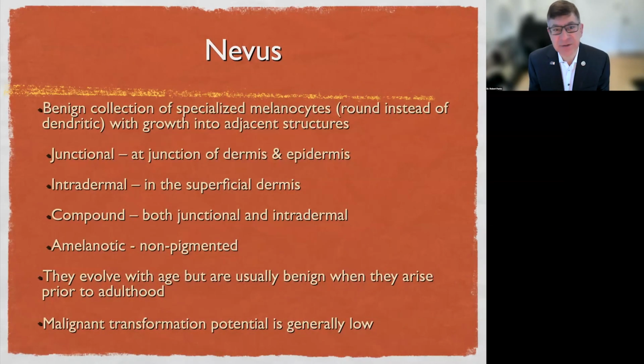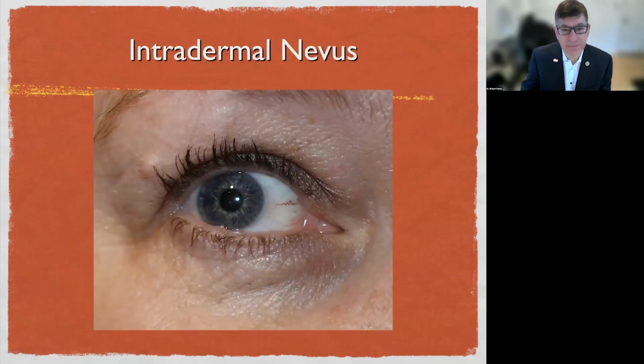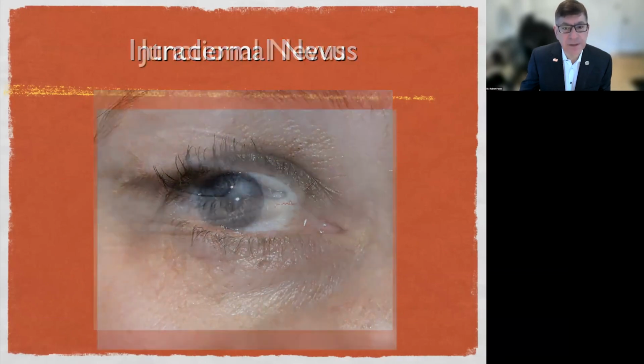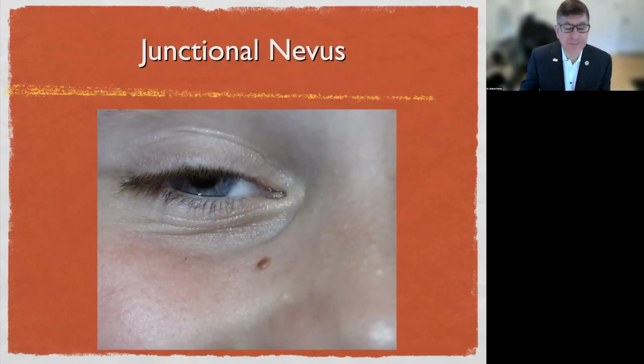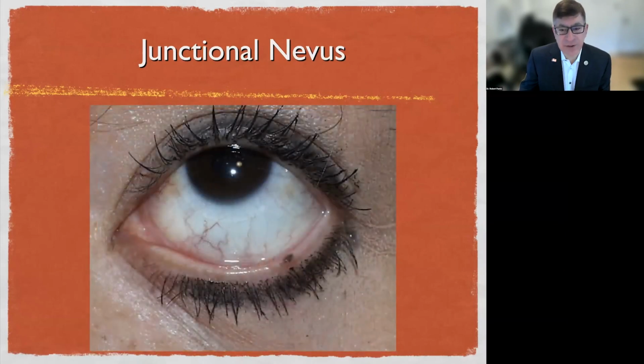This is a benign collection of specialized melanocytes, which are round instead of dendritic, with growth into the adjacent structures. These can be described as junctional, at the junction of the dermis and epidermis; intradermal, that are in the superficial dermis; or compound. They sometimes can be amelanotic, which is important. They evolve with age, but are usually benign when they arrive prior to adulthood. Malignant transformation potential is generally quite low. Here's an example of intradermal nevus. Here's an example of a junctional nevus. Here's an example of a junctional nevus at the eyelid margin.